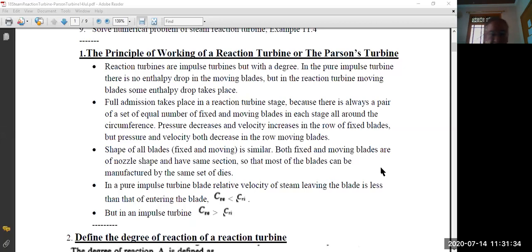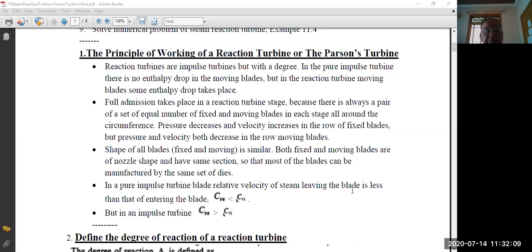Both fixed and moving blades are of nozzle shape and have the same section, so that most of the blades can be manufactured by the same set of dies, which I have already told you. Now, in a pure impulse turbine, the blade relative velocity of steam leaving the blade is less than that of entering the blade. CRE is less than CRI.